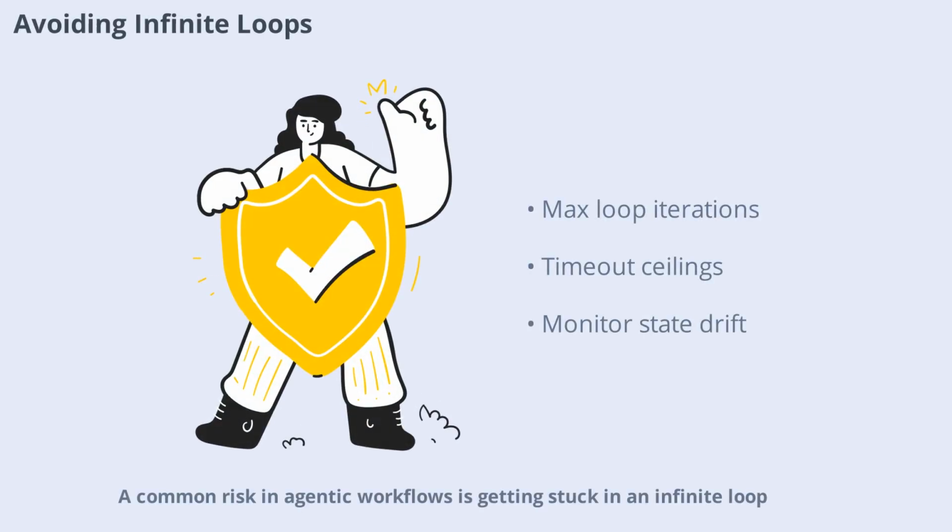A common risk in agentic workflows is getting stuck in an infinite loop. To prevent this, you can set hard technical guardrails such as a maximum number of loop iterations or a timeout ceiling. Monitoring for state drift, like repeated thoughts, also helps stop execution if the agent isn't making progress. These safeguards ensure agents remain efficient and don't waste resources.